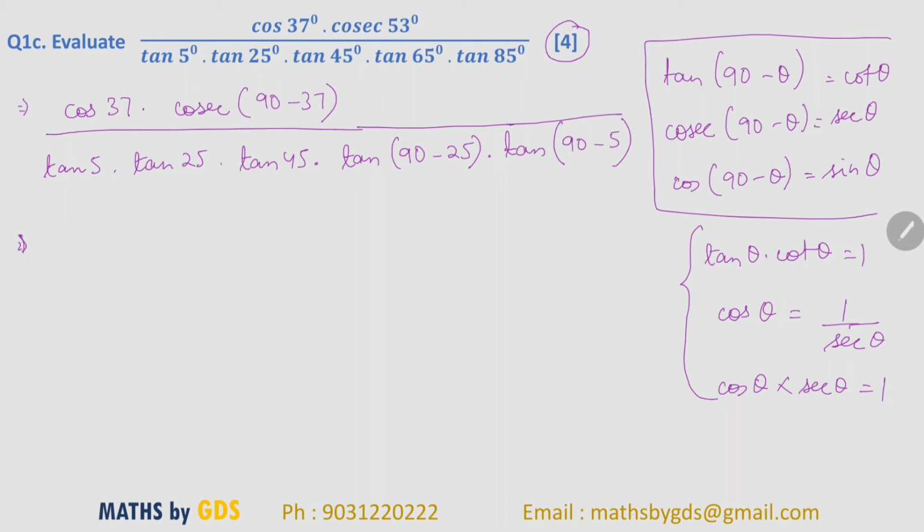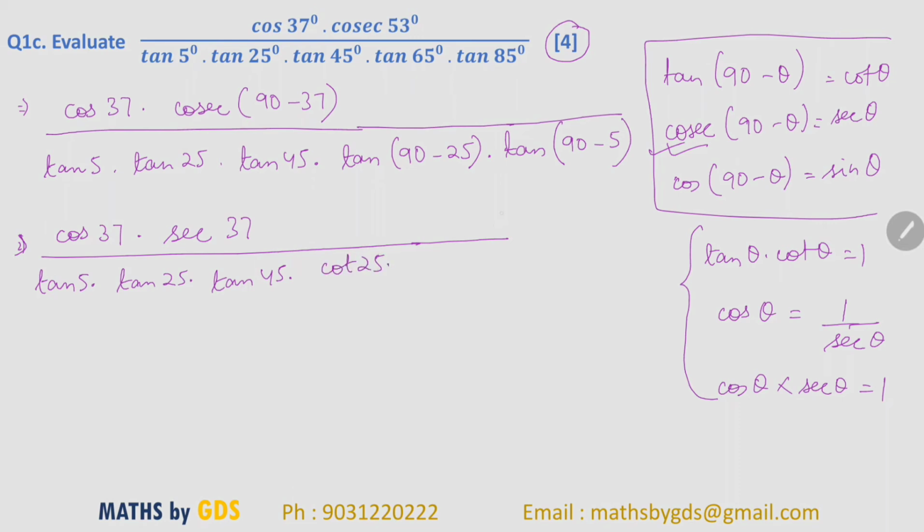Second step, cos 37 degrees into cosec 90 minus 37 can be written as sec 37 using this identity, divided by, now tan of 5 degrees multiplied by tan of 25 degrees multiplied by tan 45 degrees. Now tan of 90 minus 25 can be written as cot 25. And tan of 90 minus 5 can be written as cot 5.